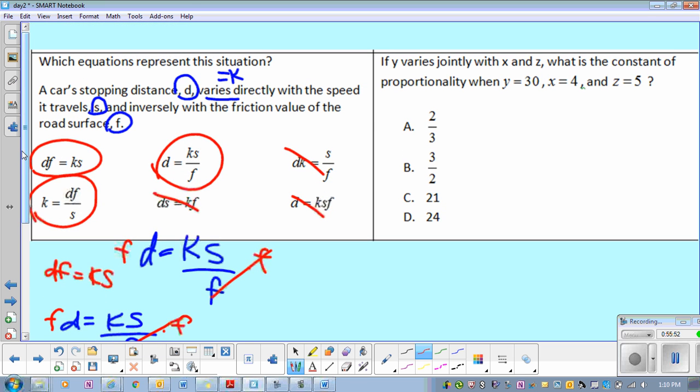Okay? So these type of problems you will see on the SOLs because they're not going to give you just a regular old easy variation problem because they get that in Algebra 1. So you guys are in Algebra 2, they may give these. If y varies jointly with x and z, so here we go. Y varies jointly with x and z, so y equals kxz. What is the constant of proportionality? What is k when y equals 30?